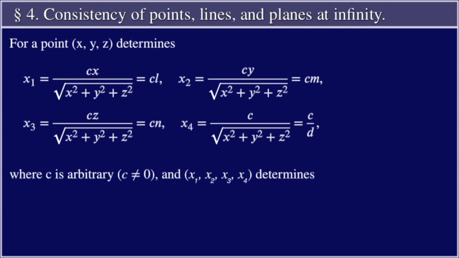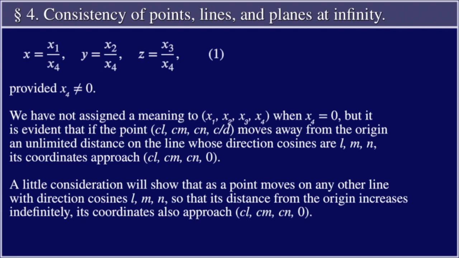and x1, x2, x3, x4 determines equation 1, x = x1/x4, y = x2/x4, z = x3/x4, provided x4 is not equal to 0. We have not assigned a meaning to x1, x2, x3, x4 when x4 is equal to 0.